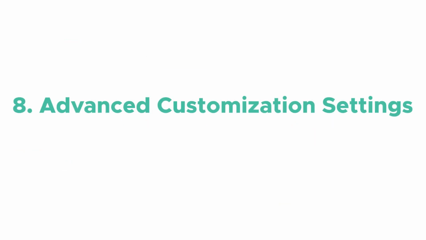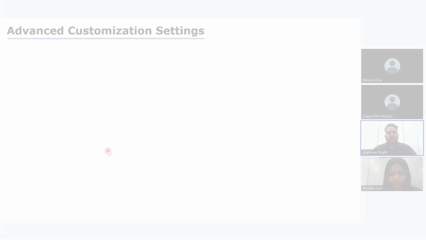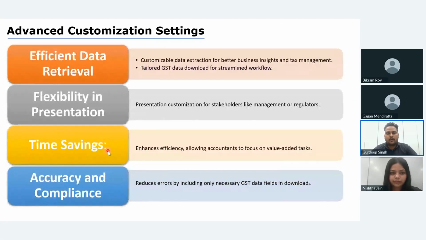Then we also have one update for advanced customization settings. While you are working on EaseMyGST, after all the activities you also get an Excel file from our software. In the Excel format, you need to change the format as per your own format, so you can now change it as per your working schedule. We have this update for efficient data retrieval: you can get the tailored data you want from the GSTR 2B reconciliation sheet, the GSTR 1 table, and the GSTR 3B table. You can manage these Excel sheets as per your working.